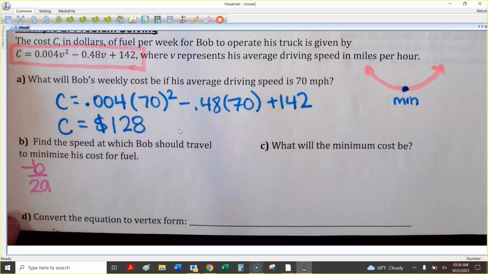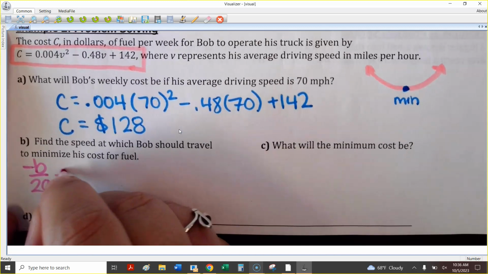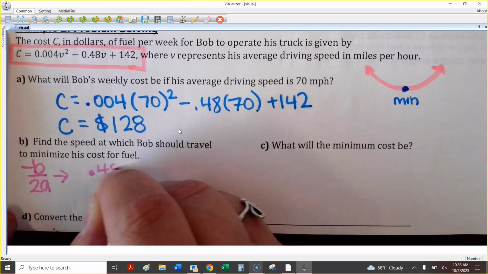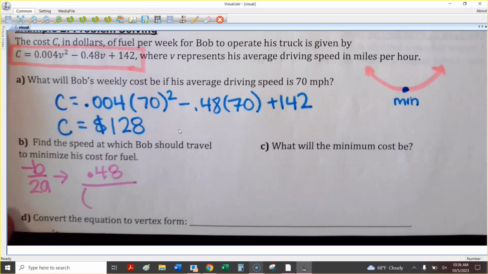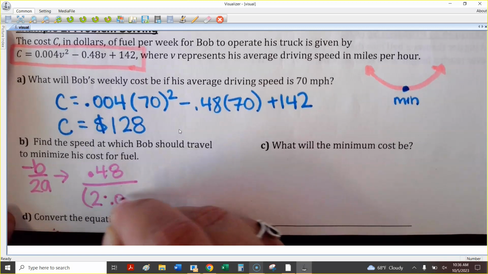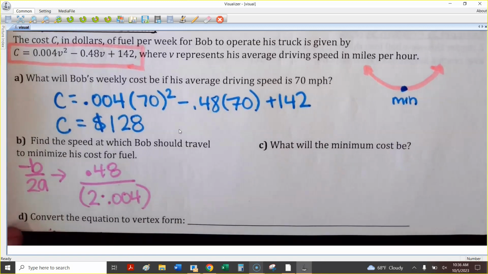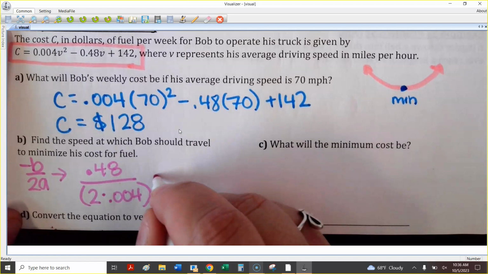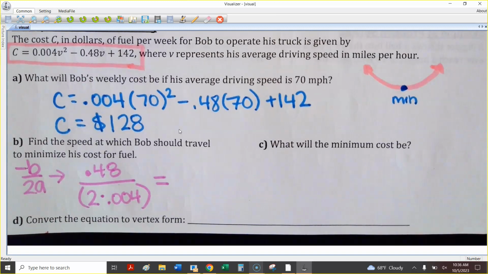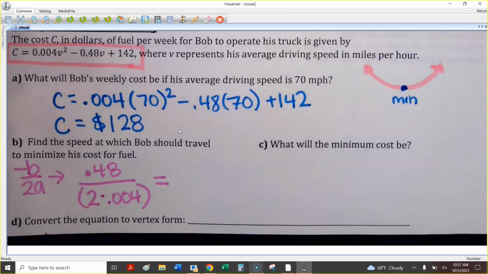So for this question, my B value is negative 0.48. So in here, opposite of B would be positive 0.48. And then I'm just going to make sure I put parentheses around the bottom of this. 2a here would be 2 times the 0.004. So when you type that in your calculator, just make sure you put parentheses around the bottom. That'll tell us the speed we should travel at. Can anybody tell me what I got? It should be a nice number. Did anybody get 0.48 divided by 2 times 0.004? What'd you get? Should be 60. Okay, good. This is 60.